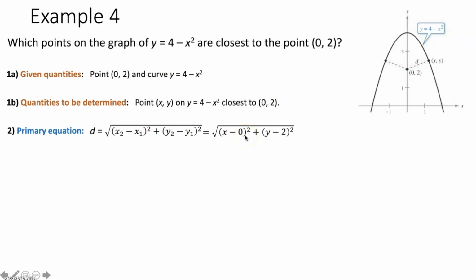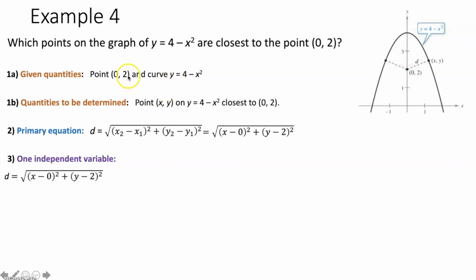So I need to move on to the next step, which is to write my primary equation so it only has one independent variable. Here we have an x and a y. That's going to be really hard to take the derivative of, so we need to get rid of one of these independent variables, or write it in terms of the other. So how do we do that? Well, we look at our given quantities to help us out.